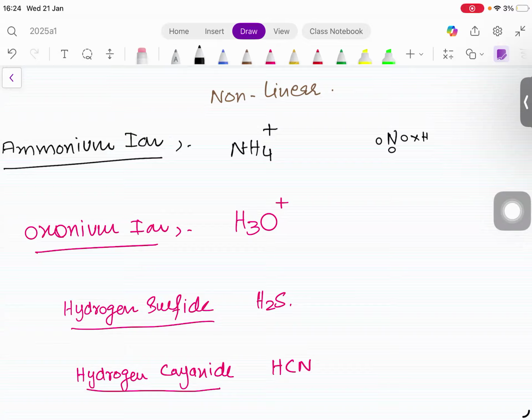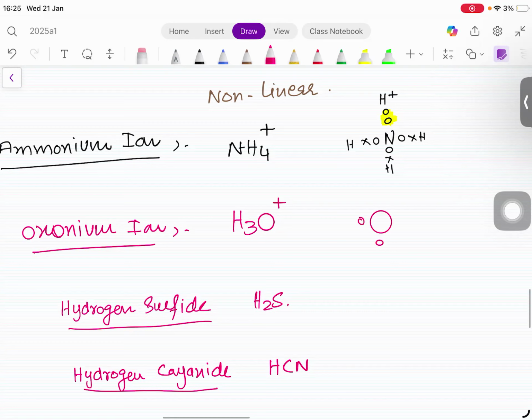What about the ammonium ion? There are four bond pairs, and we just learned yesterday that the bond between nitrogen and H positive is a covalent bond, the only difference being that the shared pair of electrons belongs to nitrogen. Now these four bond pairs, so it's going to be tetrahedral with 109.5. What about the oxonium ion? There is one dative, two covalent, and one lone pair. So three bond pairs and one lone pair, so trigonal pyramidal, right?